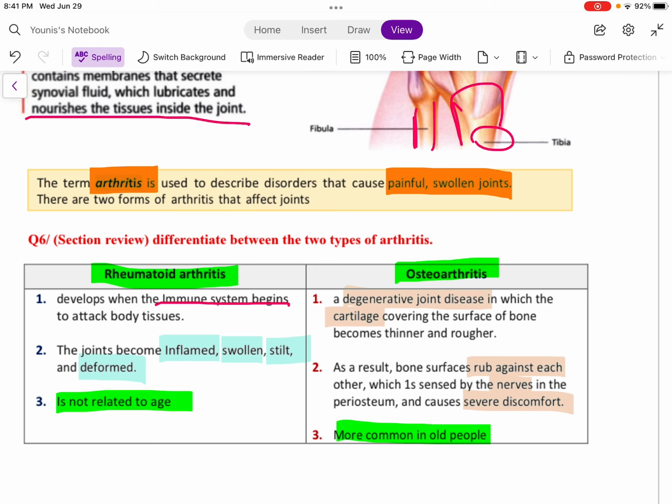The symptoms of rheumatoid: inflammation, swelling, stiffness, deformation, while with osteoarthritis, the person will feel severe discomfort because of the bone surfaces rubbing against each other. Rheumatoid is not related to age, but osteoarthritis is more common in elderly people.